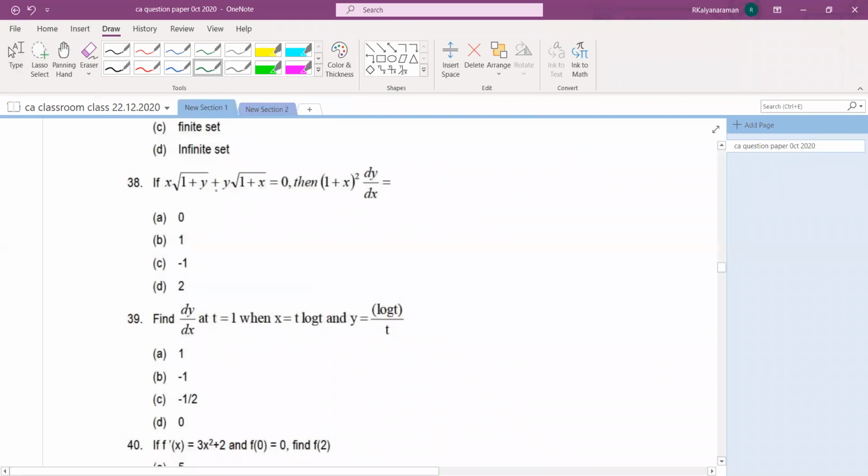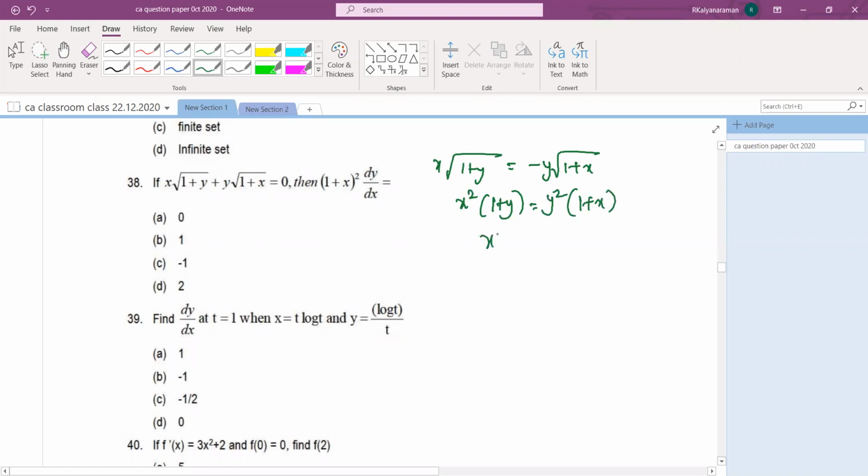If x into root of 1 plus y is equal to minus y into root of 1 plus x, then find 1 plus x the whole square dy by dx. Okay, we'll do this. If I square, you will get x square into 1 plus y is equal to y square into 1 plus x.